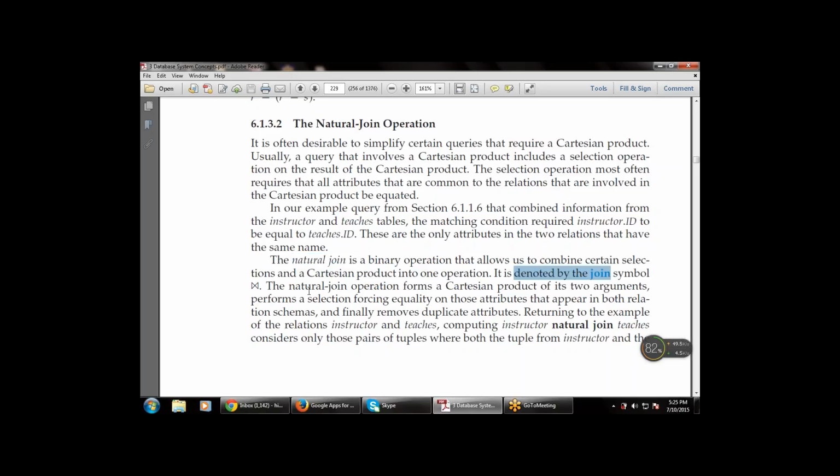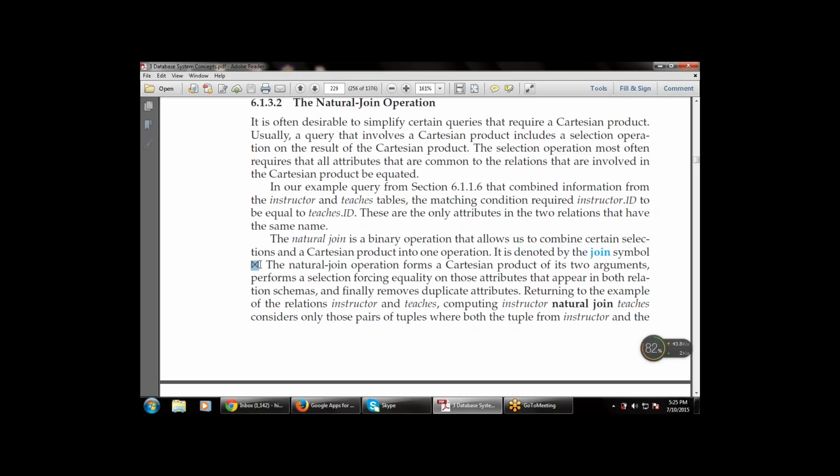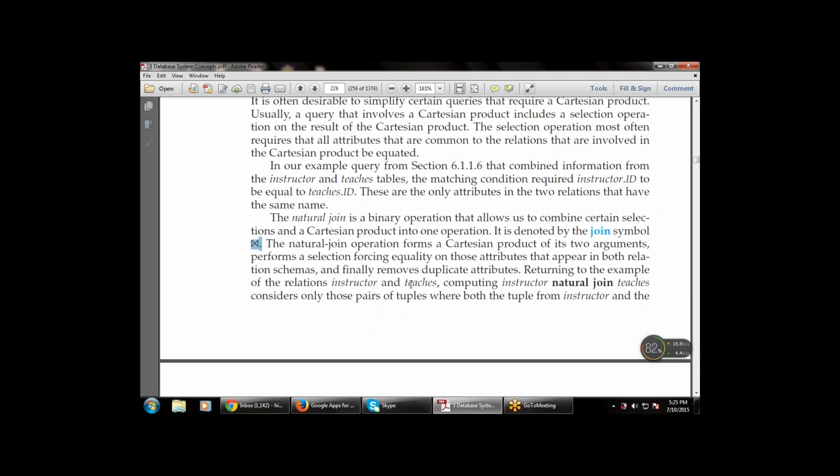It is denoted by the join symbol. That is the natural join. The natural join operation forms a Cartesian product of its two arguments. That is, the natural join performs the same operation as the Cartesian product, and it is denoted by two arrows like a bowtie symbol.